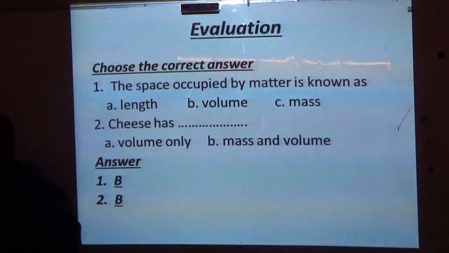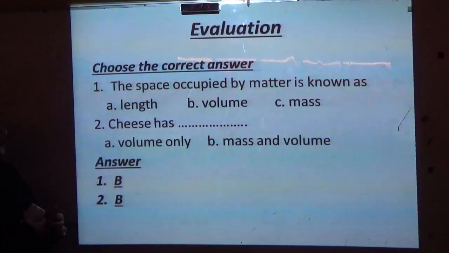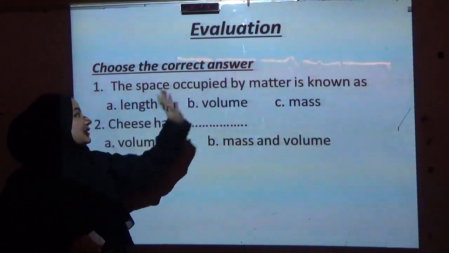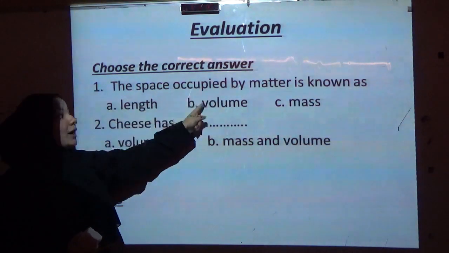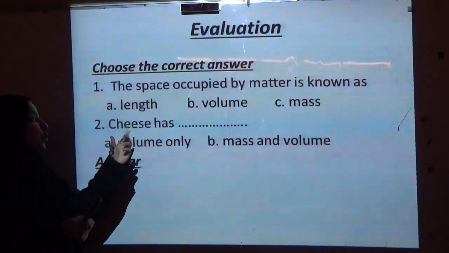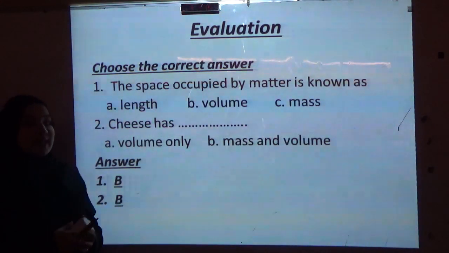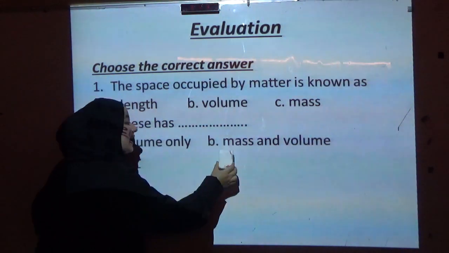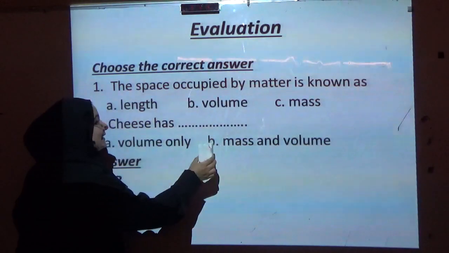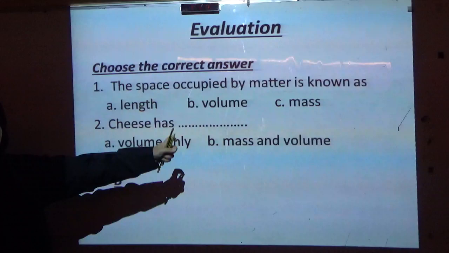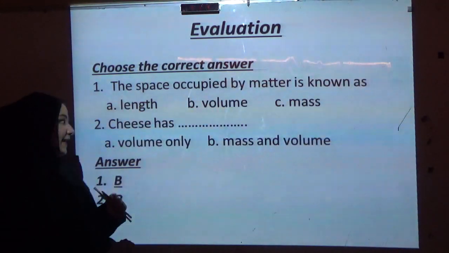Now, I want to ask a question. Don't look at the answer. Choose the correct answer. The space occupied by matter is known as what? We said that every object has a mass and what? A volume. So the volume is the space occupied by matter. So the answer will be number B, correct.